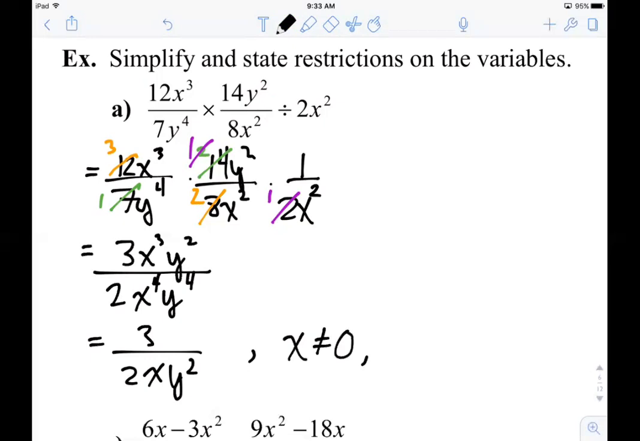But it's also true that y can't be 0 either. Because we have two different variables here, we have restrictions that actually involve both of our different variables. So neither x nor y could equal 0.